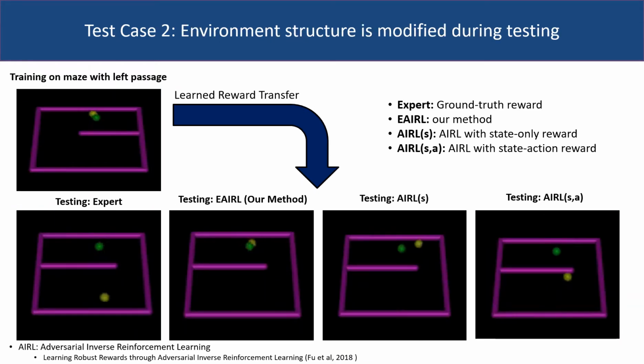In the second scenario of transfer learning, we change the environment structure during testing. It can be seen that in this scenario, our method and EAIRL with state-only reward exhibit expert-like performance, whereas the EAIRL with state-action reward shows poor performance.